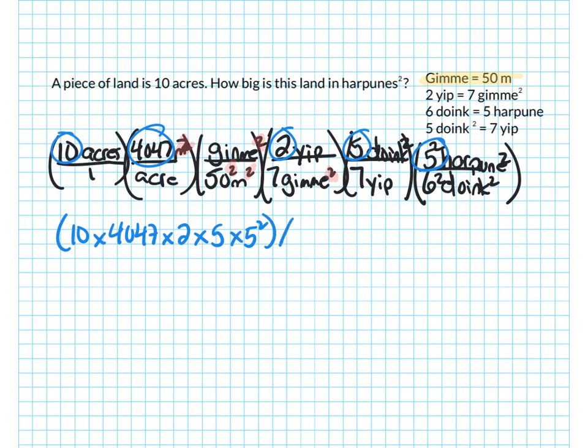Parentheses, slash, and now I'm going to put everything in the denominator in parentheses. So that's going to be 50 squared times 7 times 7 times 6 squared. So let's see, denominator, denominator, denominator, denominator. And then when I do all the math, I get my final answer, 2.29 harpoons.